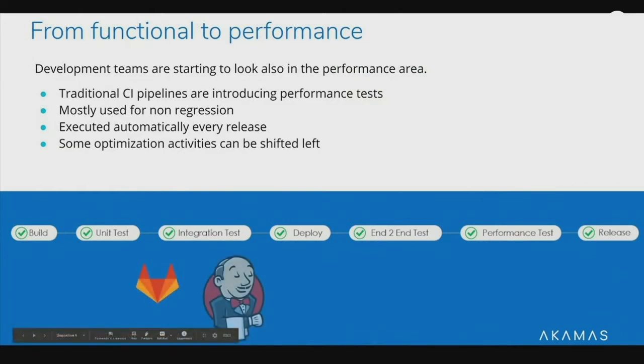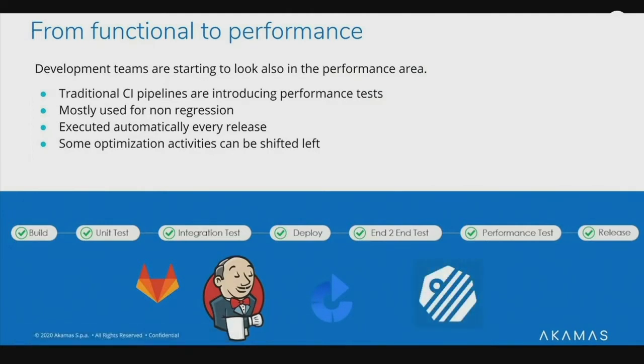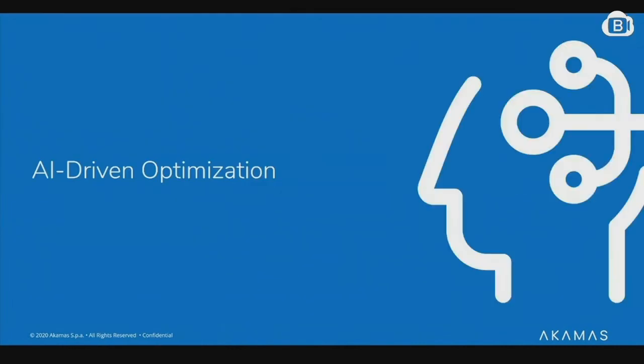Almost all of the most popular CI tools provide some kind of performance plugin to include the results of performance tests in the CI pipeline. Even though the main goal of these kinds of activities is avoiding performance regression, we can improve these pipelines and start some optimization activities also in this stage.